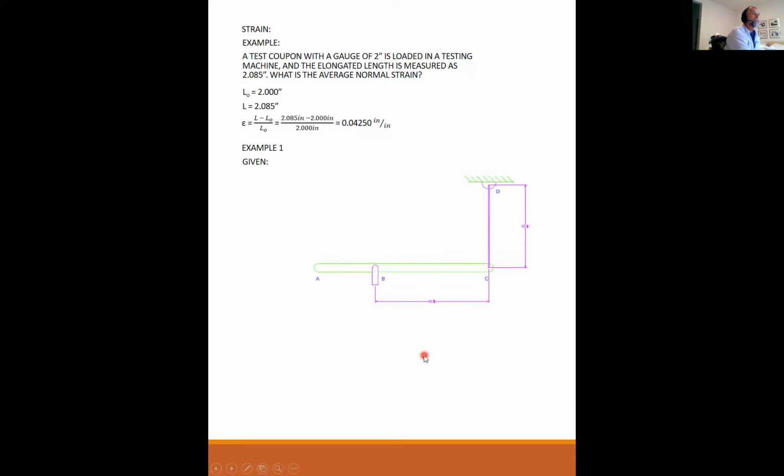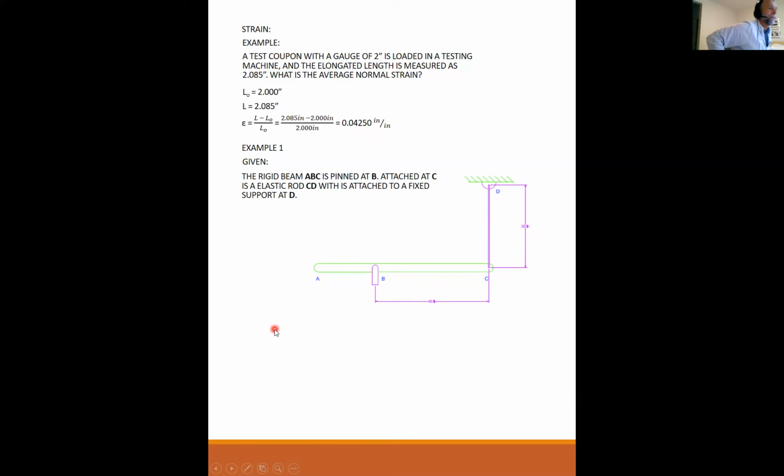Example 1 is this setup here. I have this beam that is pivoting on a pin at B, and this beam is being supported by a cable that is going to point D. I made this a little small, but this is 40 inches from B to C, and this is 30 inches from C to D. So that's the geometry.